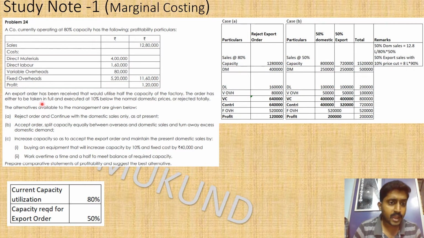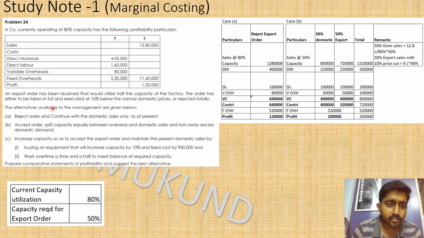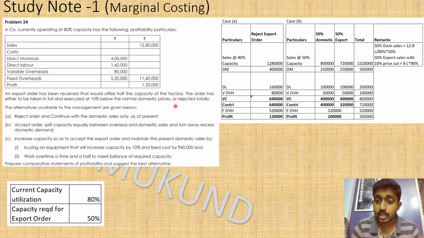Okay, an export order has been received that would utilize half the capacity of the factory. There is an order received for our product, which is an export order, which means the entity who needs our product is a foreign entity which is outside India. They have given us an order. The order has either to be taken in full and executed at 10 percentage below the normal domestic prices. So the selling price is reduced by 10 percentage for satisfying that export order.